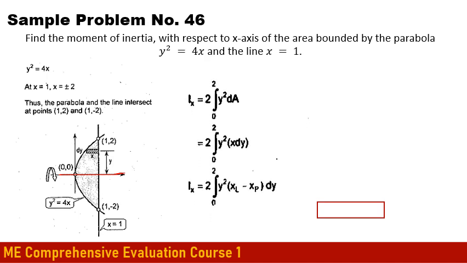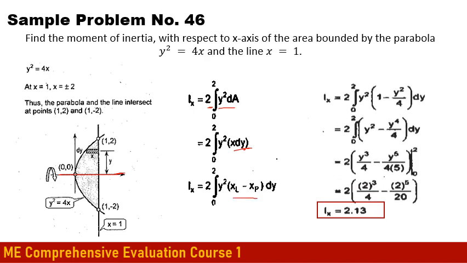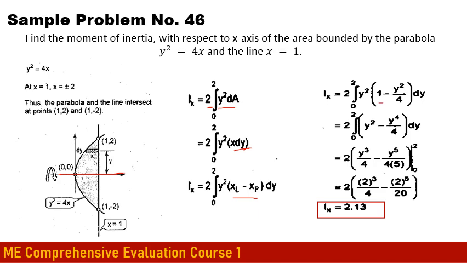Thus, the moment of inertia is y squared dA multiplied by 2, since we have the upper and the lower portion. For the value of dA, it is simply the area of the strip, which is x dy. And x is the x right minus x left based on the figure. Substituting the values, x right is 1 and x left is equal to y squared over 4. So this part, we can already use the calculator to get the value. So the moment of inertia with respect to the x-axis is 2.13.